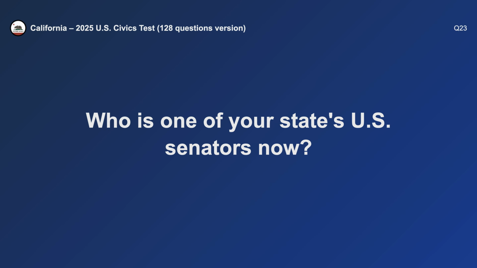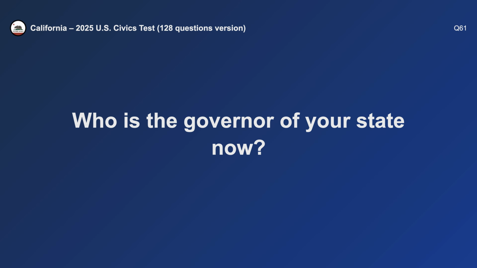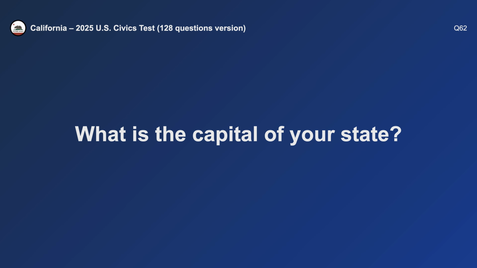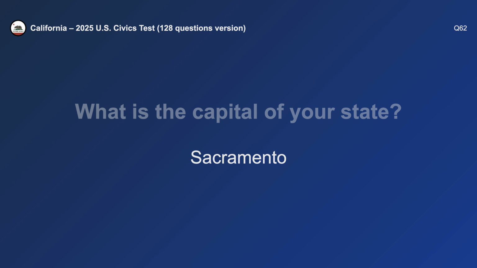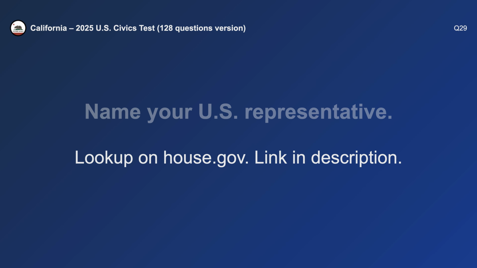Who is one of your state's U.S. senators now? Alex Padilla. Who is the governor of your state now? Gavin Newsom. What is the capital of your state? Sacramento. Name your U.S. representative. Look up on house.gov, link in description.